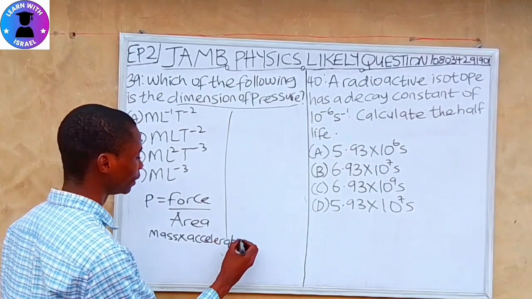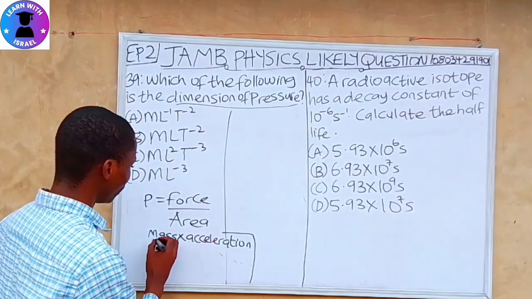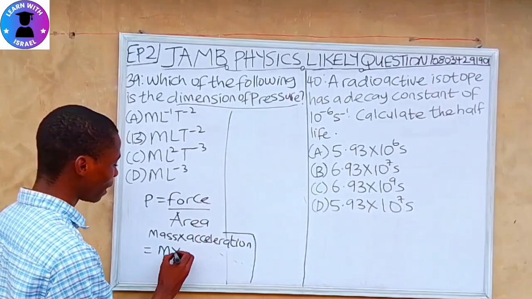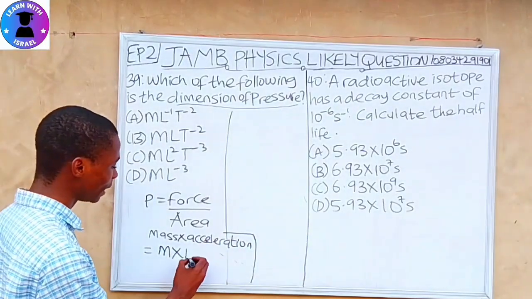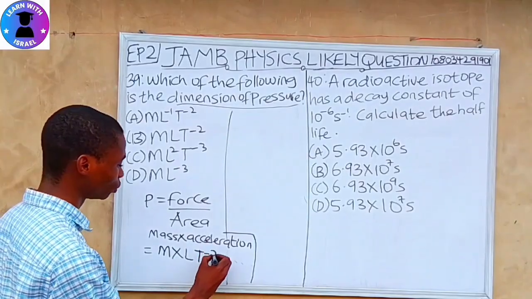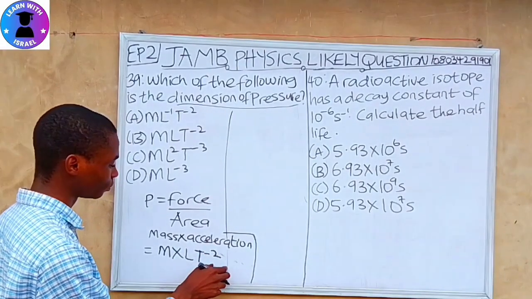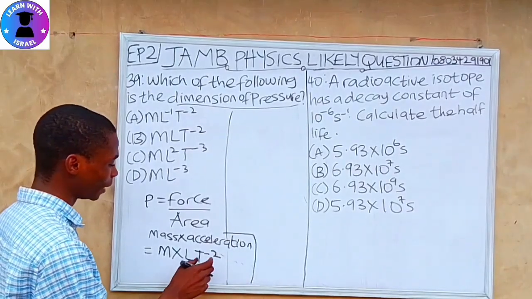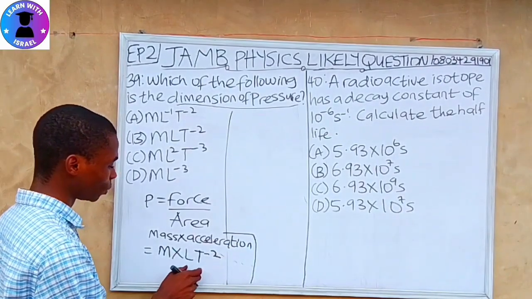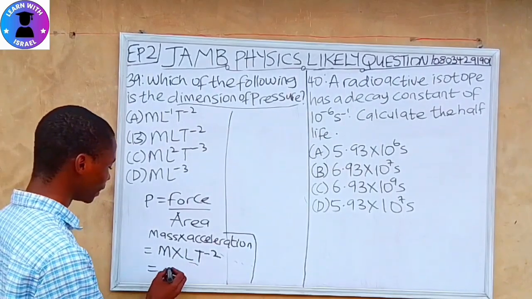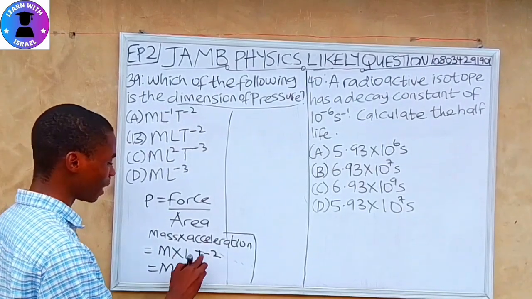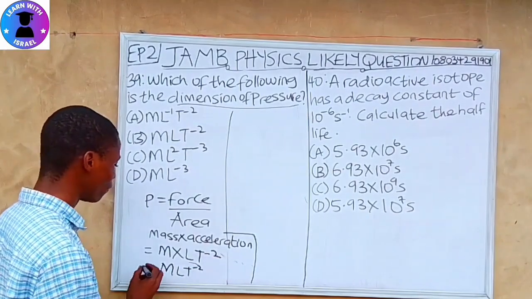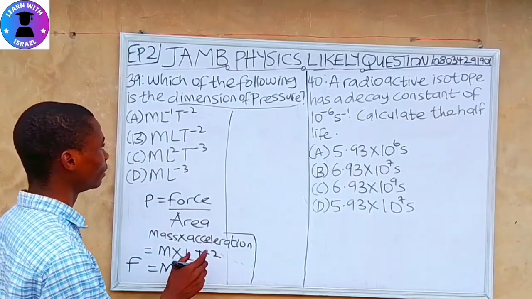It is mass times acceleration. Mass is represented as M, multiplied by our acceleration, which is represented as LT^-2. Our acceleration is change in velocity over change in time, so that's how we get this LT^-2. So guys, let's multiply. M multiplied by LT^-2 is MLT^-2. So that's our force. Our force is MLT^-2.